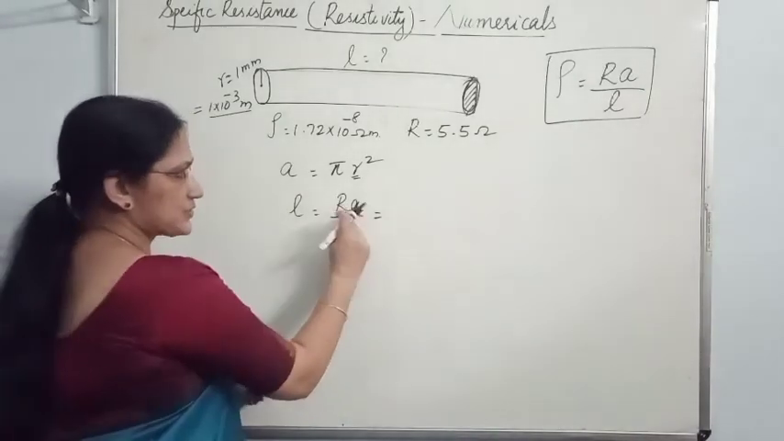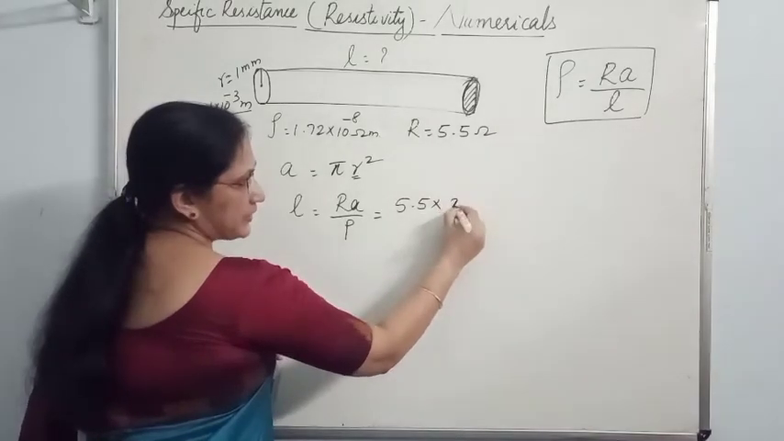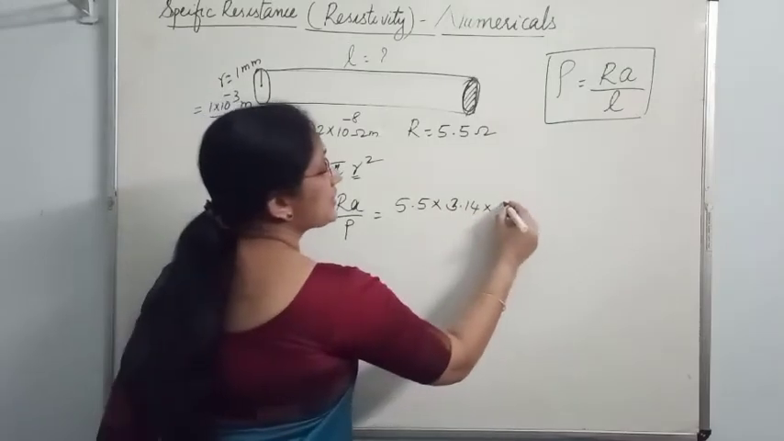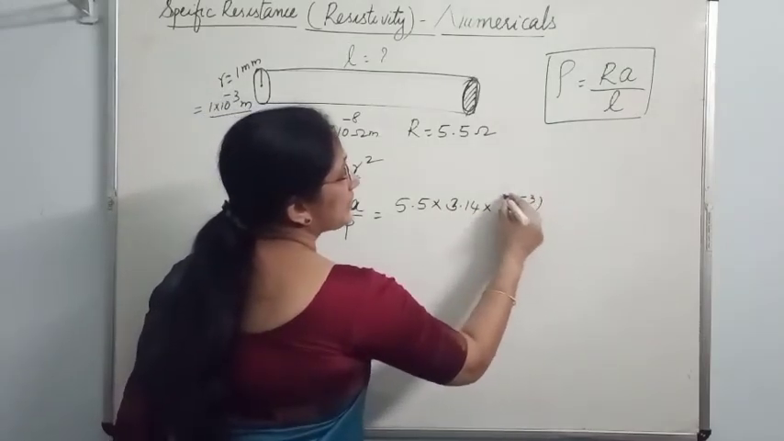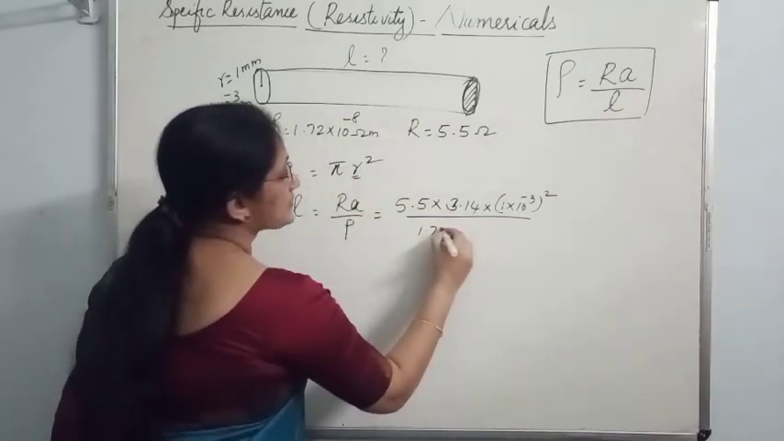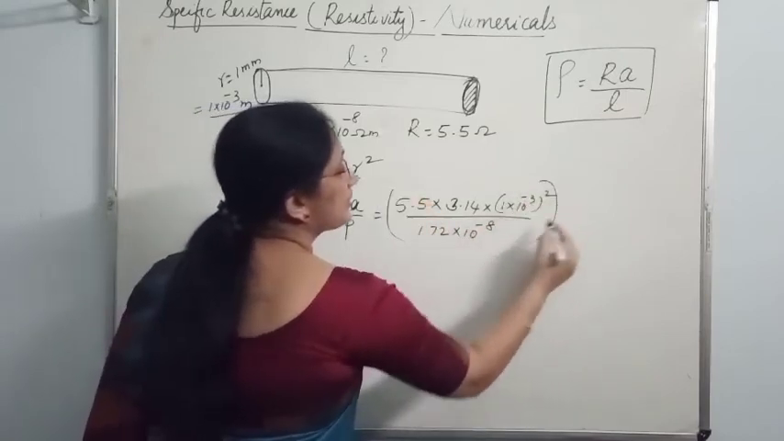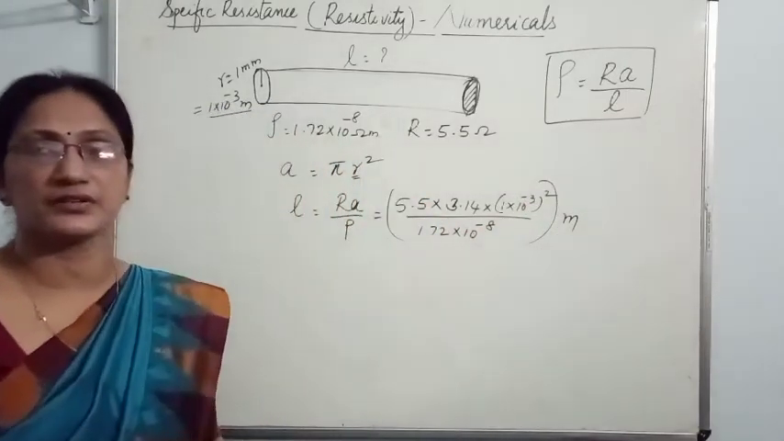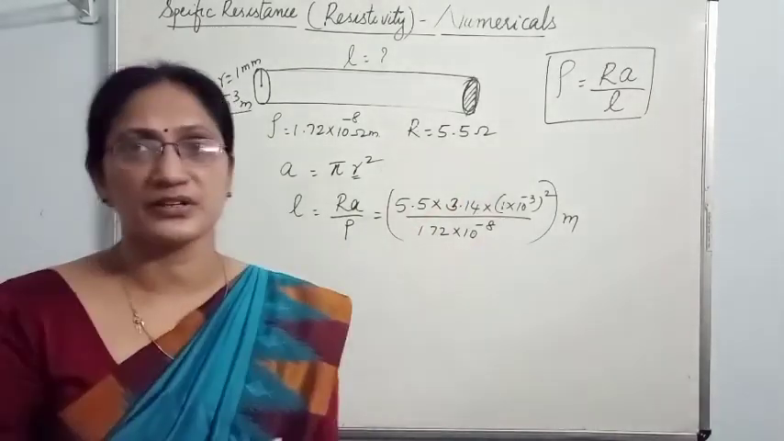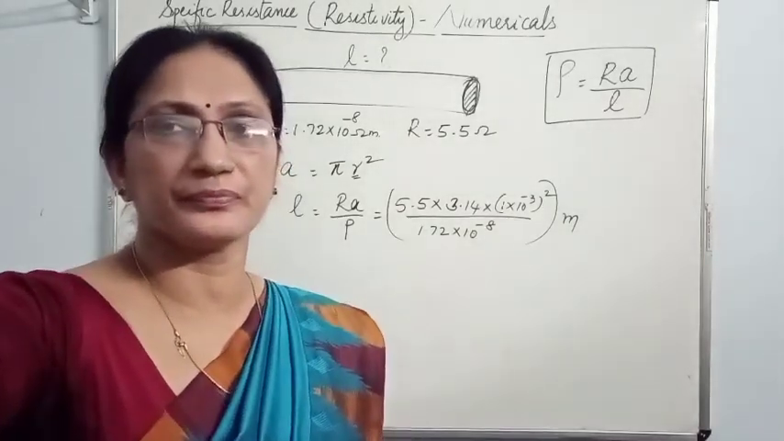Now substitute the values. R is 5.5. A is pi. Pi means 3.14 into r square. That means 1 into 10 to the power minus 3 square upon rho value is 1.72 into 10 to the power minus 8. When you do this calculation, you will get the length in meter unit. I skip the calculation to save the time. Method you might have understood. So this is the way to find out length of the wire.